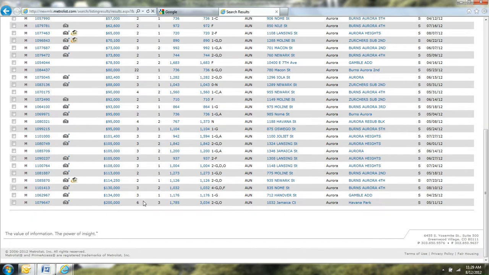The high solds in this neighborhood, automatically disregard this highest sold. I don't know why something would sell for 200,000 in this neighborhood, so I always disregard the top highest sold. The next one, 134, 130, 114. So really, the high fixed up solds in this neighborhood are going to be in that 130, 120 range.